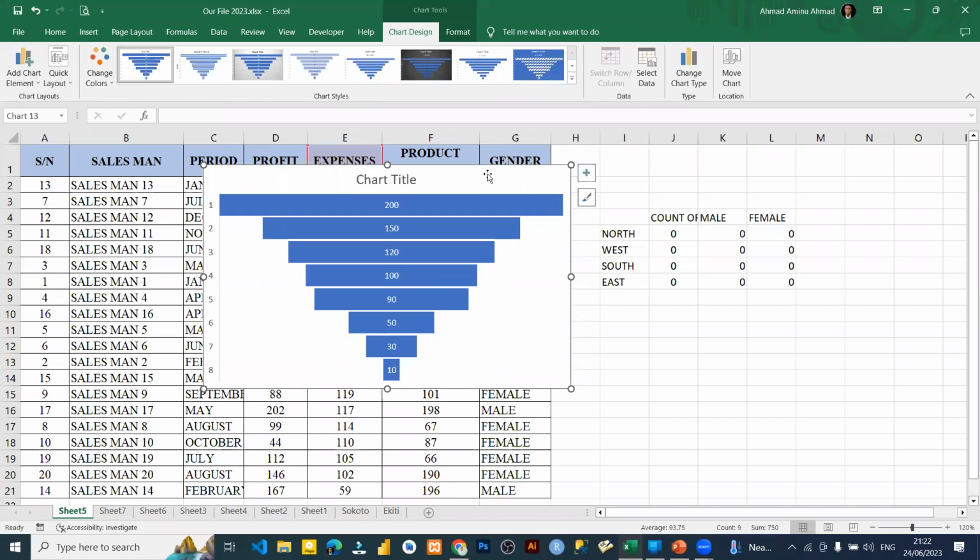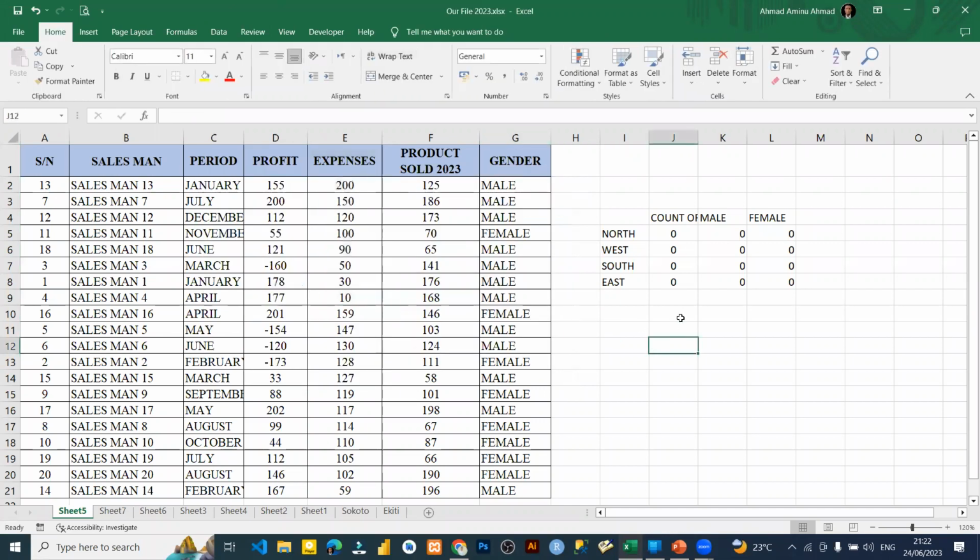Please, you should understand this and you should take note of this. By mere looking at it, it just shows that the bigger one is the higher, then followed by this, followed by that, followed by this. That's when you use the funnel chart.